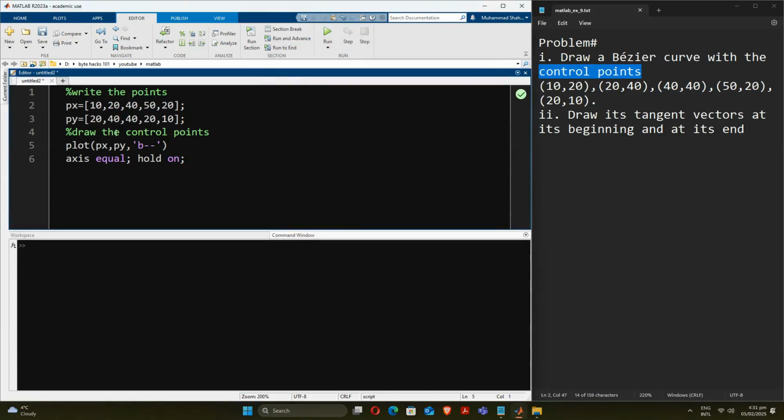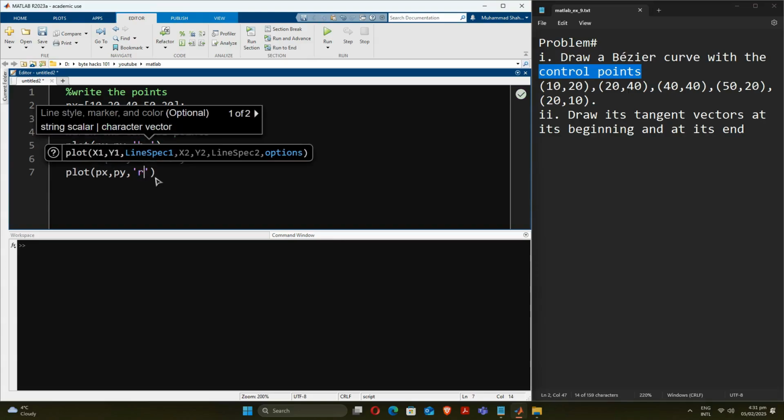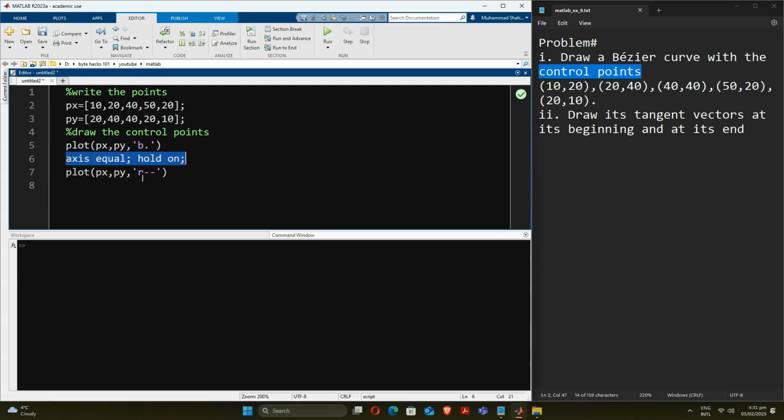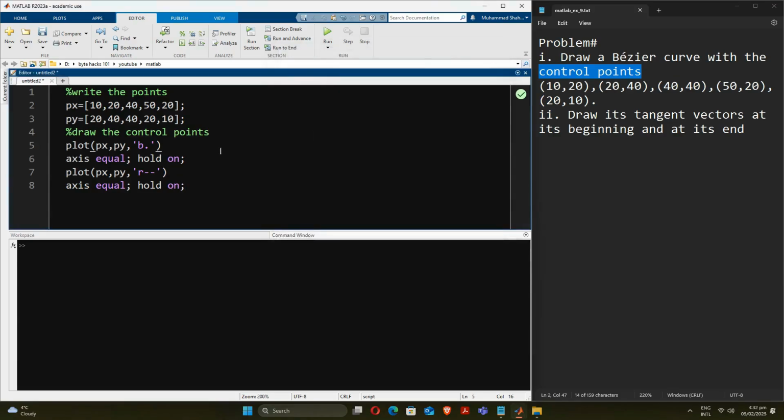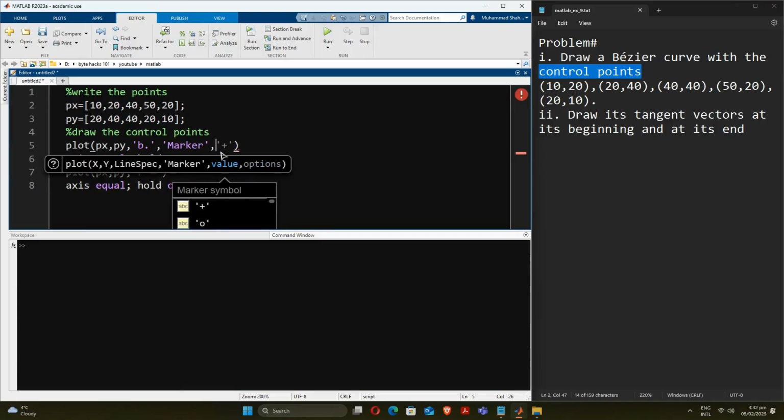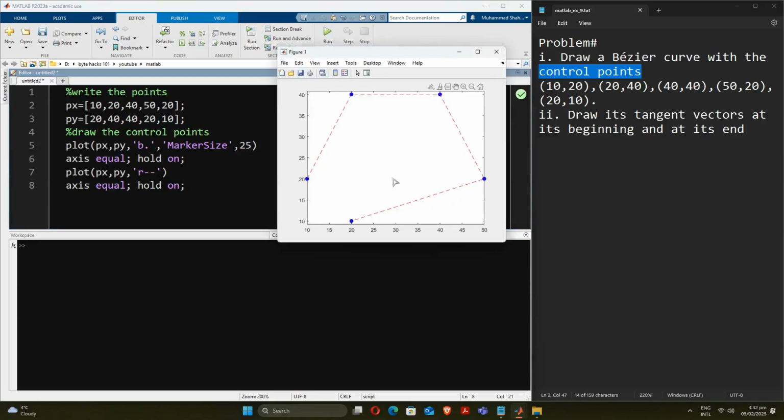I'm just looking for some minor change here because I want to make the points in blue dot and also the dash lines in red color so that we can clearly observe the control points. Now we will run the section again. Yes, we have the control points in blue color and they are all connected by dash lines. But the points are too small to view, so we will increase the marker size. Now we will run it again. And now we can clearly see them.